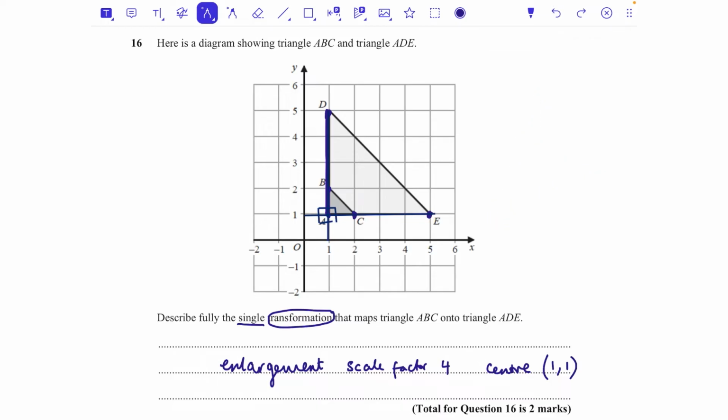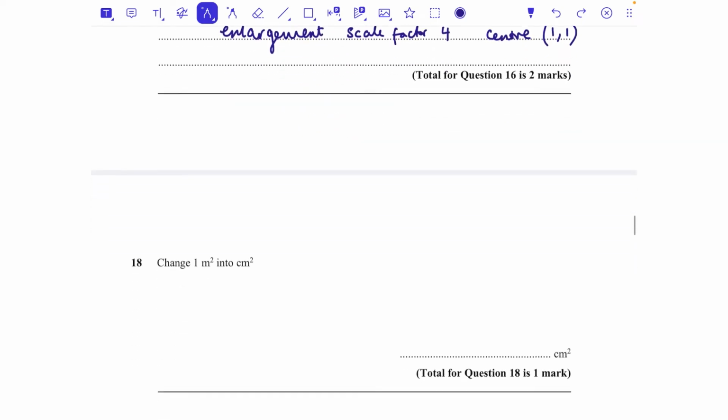So there we go. Enlargement, scale factor 4, centre 1, 1. You need to say all three things to get both marks there.